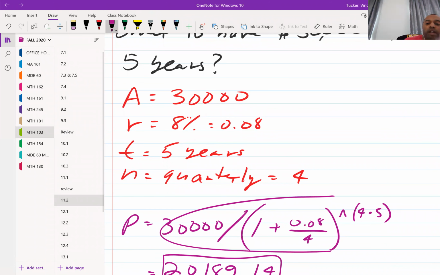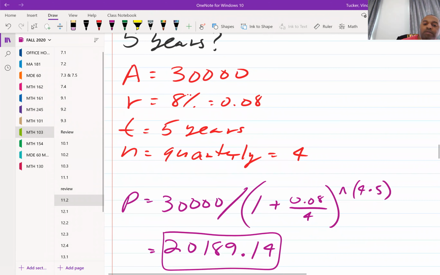If you plug into your calculator like this, 30,000 divided by, so that's the division bar right there, and make sure you use the parentheses where I have them. That's 1 plus 0.08 divided by 4, raised to the power of 4 times 5. Use those parentheses around the 4 times 5 as well. And that lets us know that we need to deposit $20,189.14. You've got to at least put that in to get that 30,000 in 5 years.